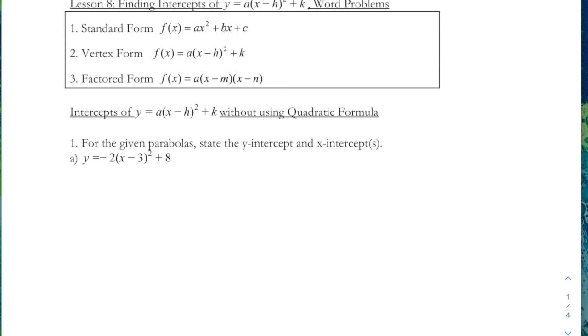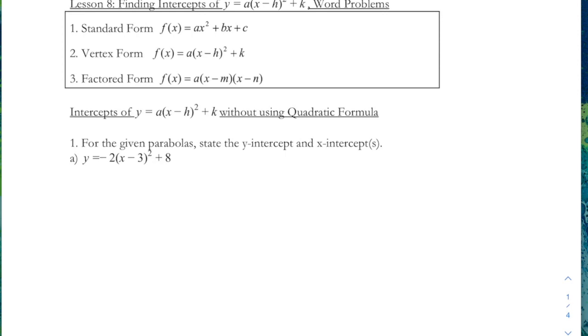Okay guys, let's get started on lesson 8. Lesson 8 is about finding x-intercepts of y equals a(x minus h) squared plus k, so our function in vertex form. And our second part will be using this to help us solve word problems.